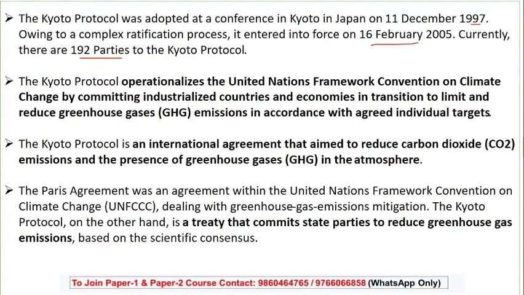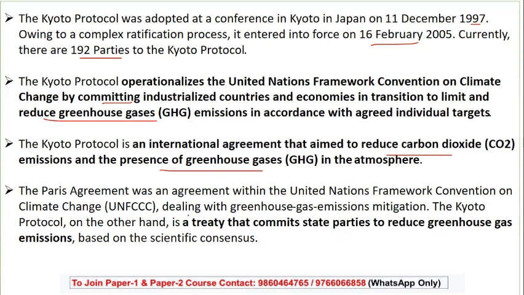What it does is it operationalizes the United Nations Framework Convention on Climate Change by committing industrialized countries and economies to limit greenhouse gas emissions. So it is an international agreement which basically aims to reduce carbon dioxide emissions and the presence of greenhouse gas. That's why I said the keyword is emission. Okay, so you have to remember it like that.